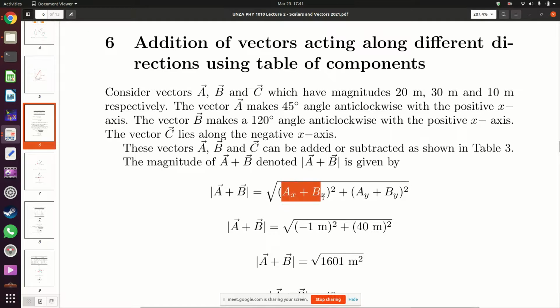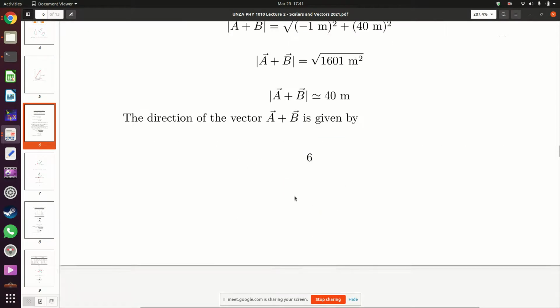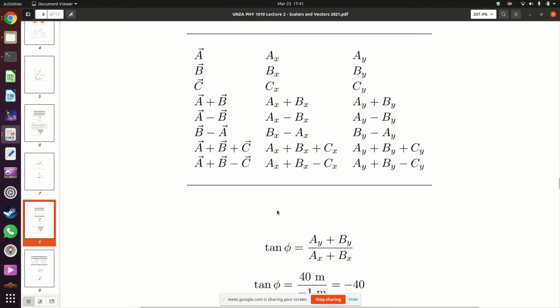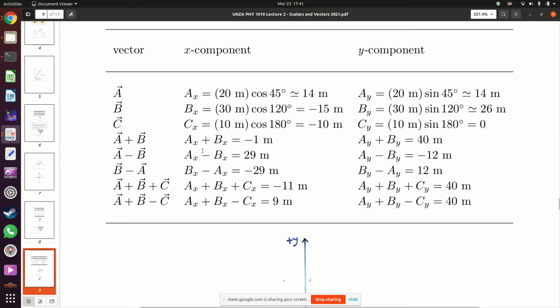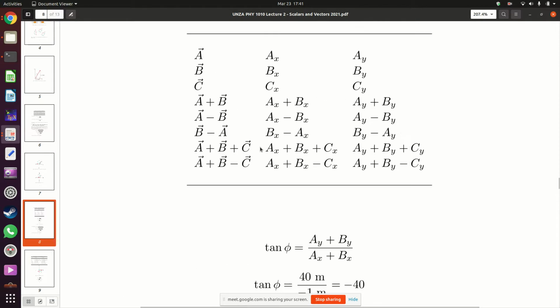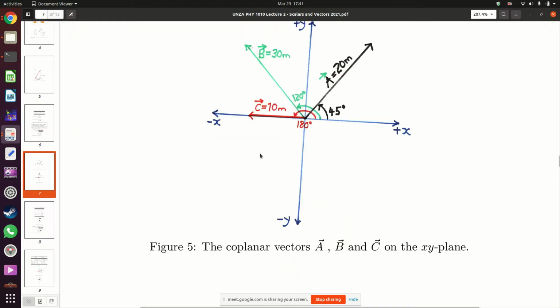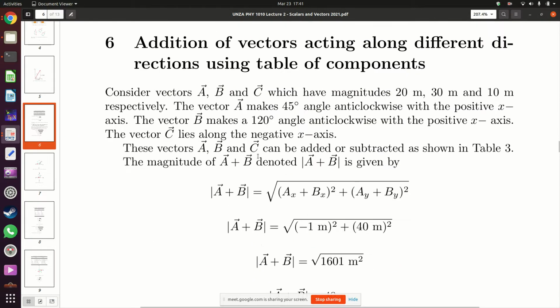Ax plus bx, this we know from here. Ax plus bx is minus 1 meters. Then ay plus by, that is 40. So when we get those, we put them in this formula and we can start working things out. So this bit is minus 1 meter, so we square that, plus the 40 meters, we square that.